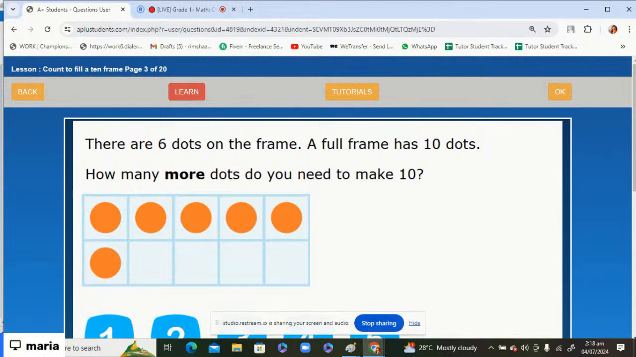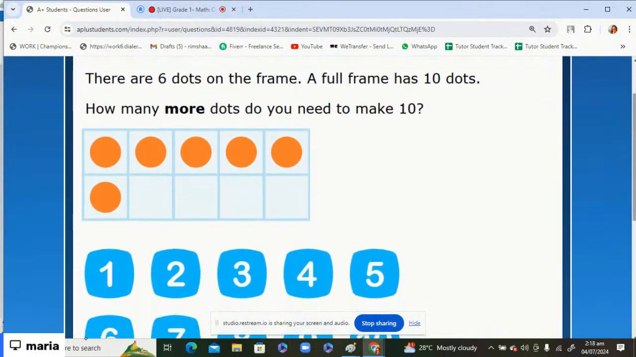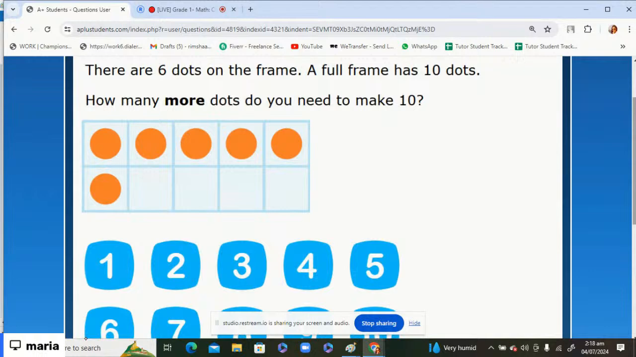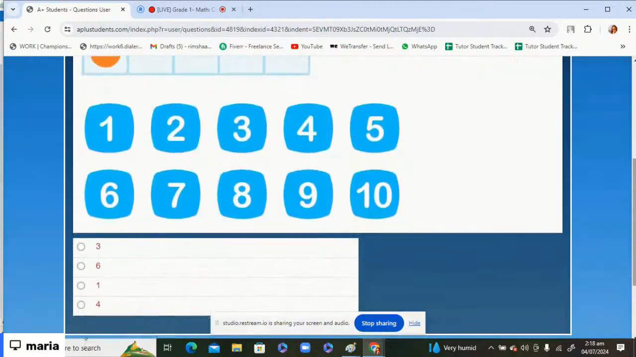6 dots on the frame. So how many more dots? Check the empty spaces. How many empty spaces are there? Let's count together. It's 1, 2, 3 and 4. Total are 4. So it means that you need 4 dots to make the full frame 10. Very well done. It's 4.